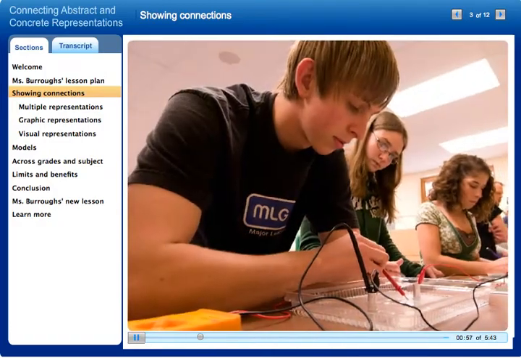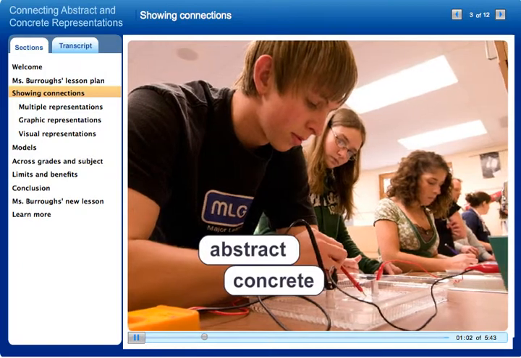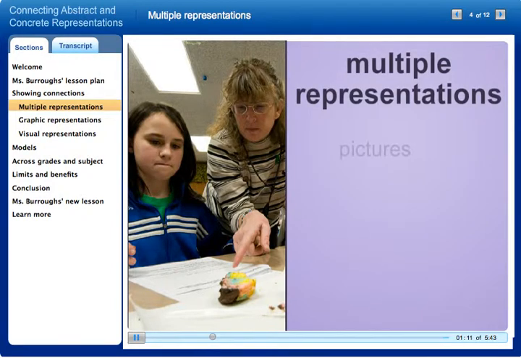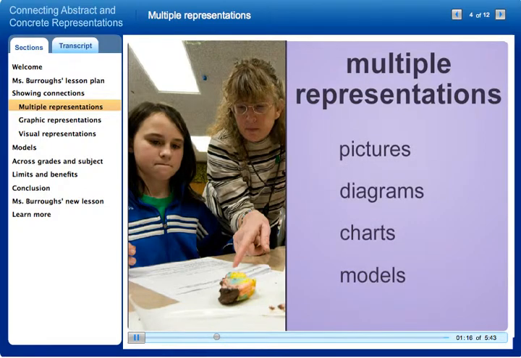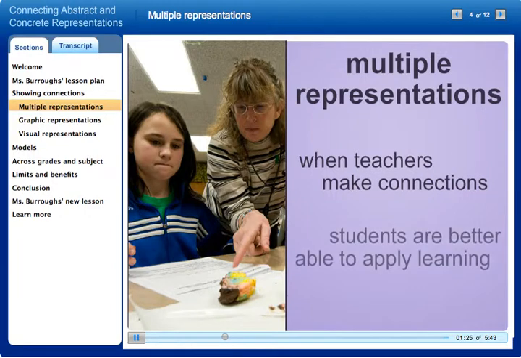What does it mean to help students see the connections between abstract and concrete representations of concepts? The same abstract idea can be represented in a number of different ways. The use of multiple representations, pictures, diagrams, charts, and models helps students visualize and understand difficult concepts. Research has found that when teachers make connections between abstract and concrete representations, students are better able to apply what they have learned across a range of situations.